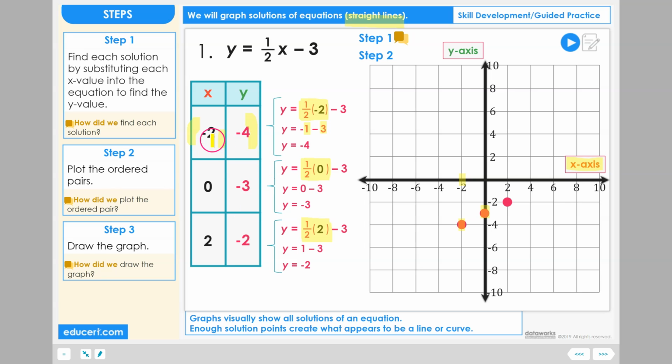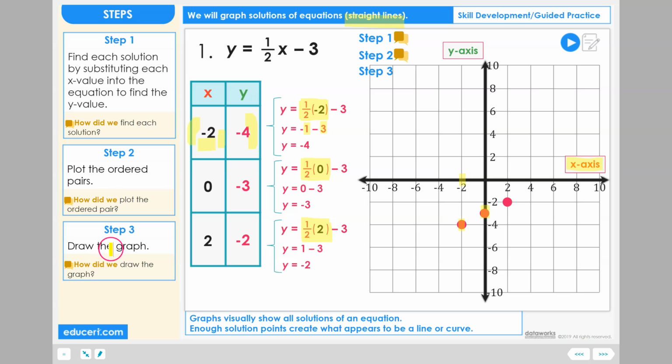We plotted the ordered pairs by first using the information from the x variable of the ordered pair and going in that direction, and then using the value from the y value to then go in that direction, and that was where we put our ordered pair point.